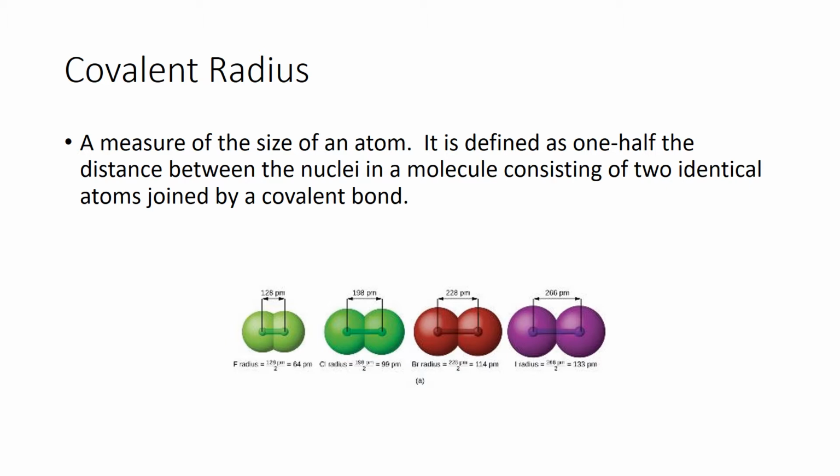So this is really a measure of the size of an atom. It's formally defined as 1/2 the distance between the nuclei in a molecule consisting of two identical atoms joined by a covalent bond. And the length of a bond is correlated with the strength of that bond. So the shorter a bond, generally, the stronger the bond and the more potential energy that is stored within it.